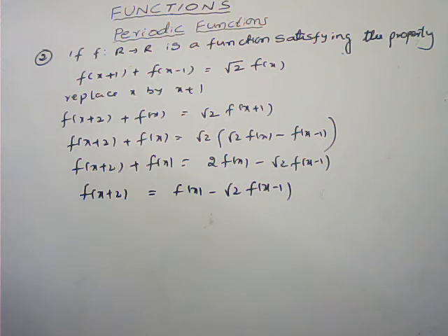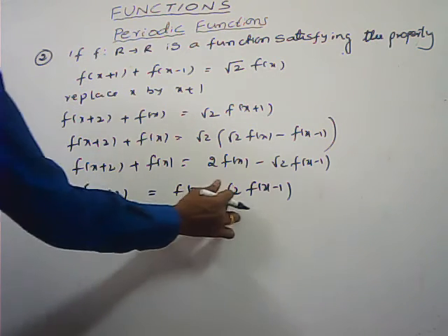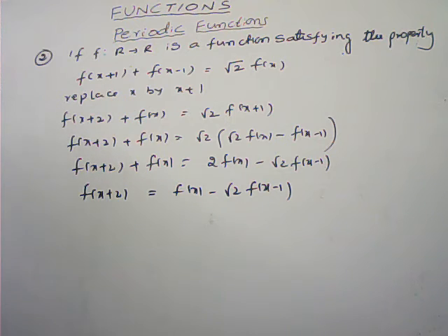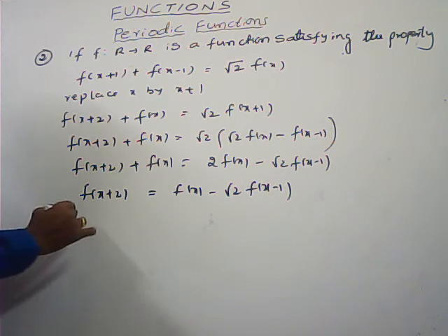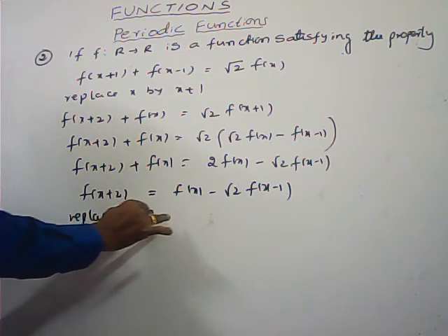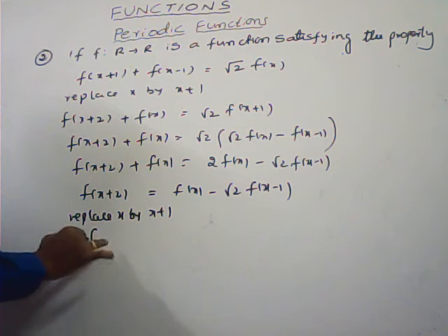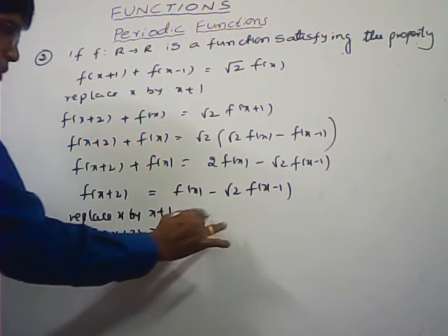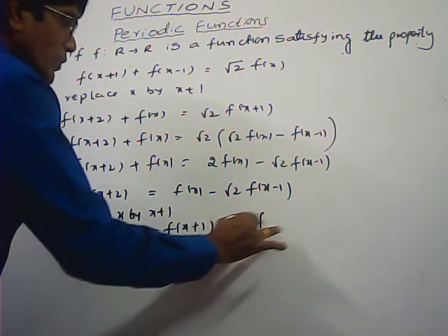Now here if I replace x by x plus 1, here we can get root 2 into f of x, then root 2 into f of x we can replace with that value. So here replace x by x plus 1, then f of x plus 3 is equal to f of x plus 1 minus root 2 into f of x.